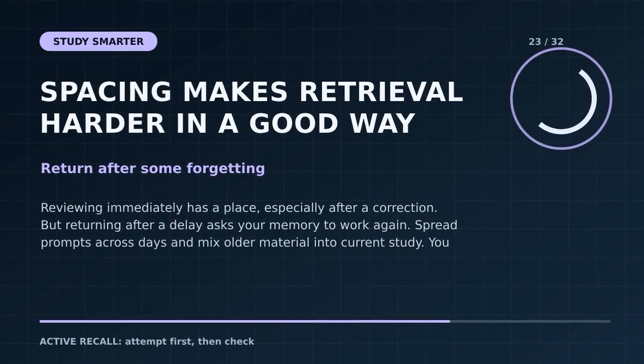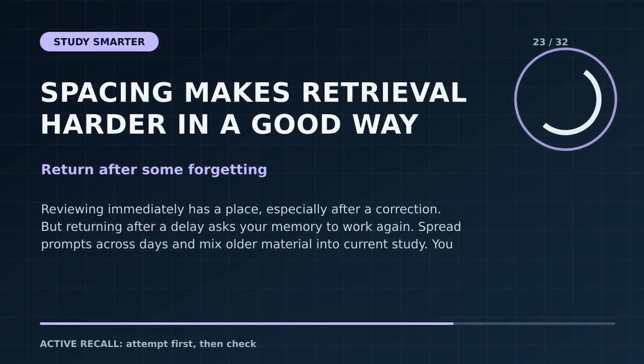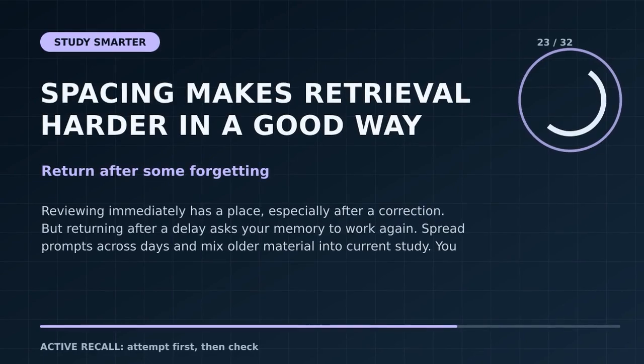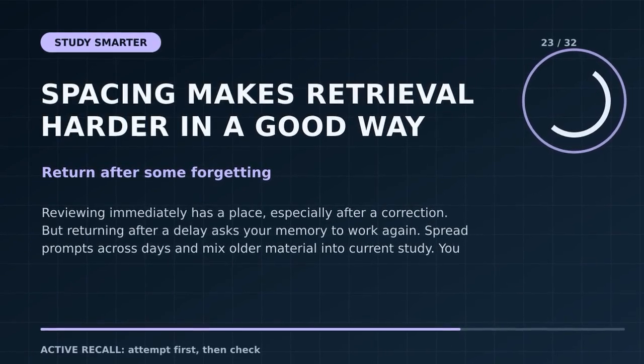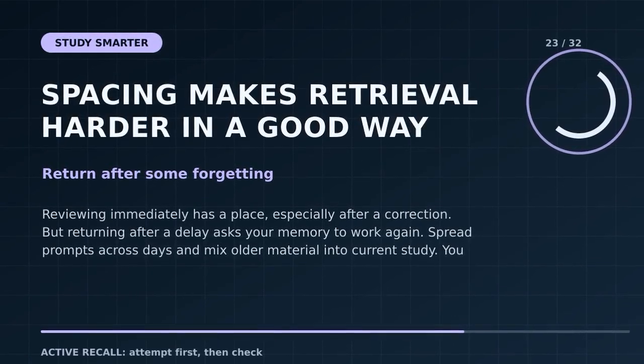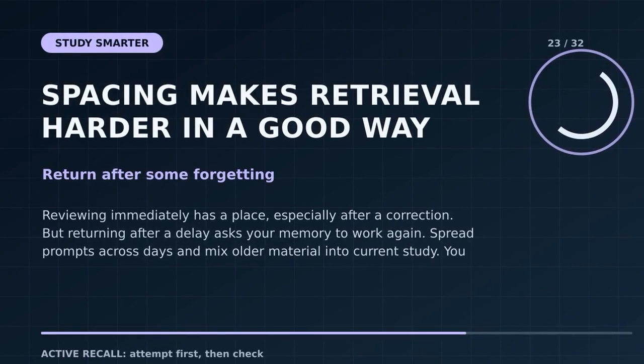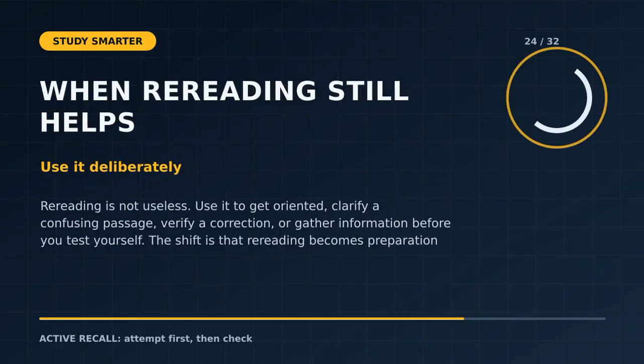Reviewing immediately has a place, especially after a correction. But returning after a delay asks your memory to work again. Spread prompts across days and mix older material into current study. You do not need a complicated schedule at first. Your green, yellow, and red labels can guide it: red sooner, yellow soon, green later but not never.